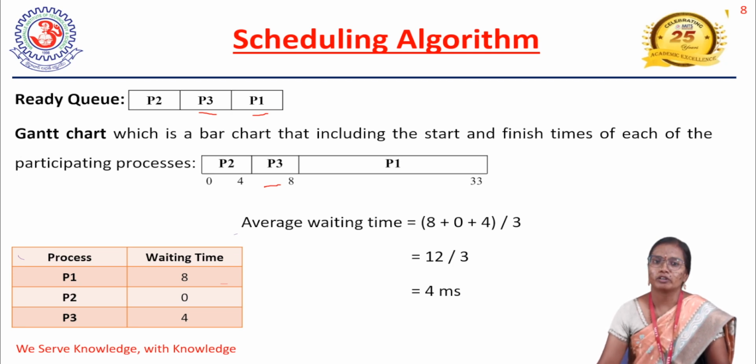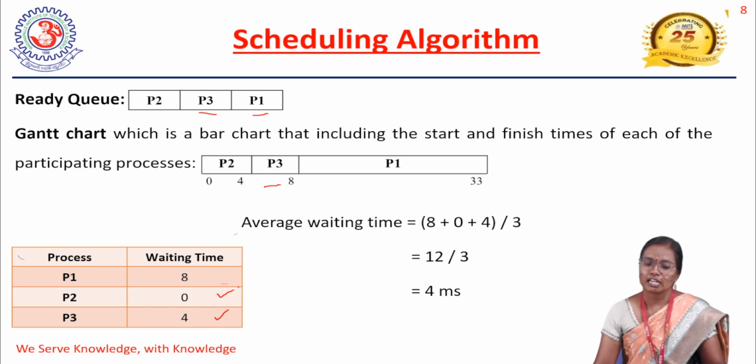P2 process waiting time is 0. Why? Because it is admitted into the CPU immediately when it arrives. So the waiting time of P2 is 0. Next one, waiting time of P3 is 4. Why? Because P3 starts after completion of the P2 process. That's why the waiting time is 4.